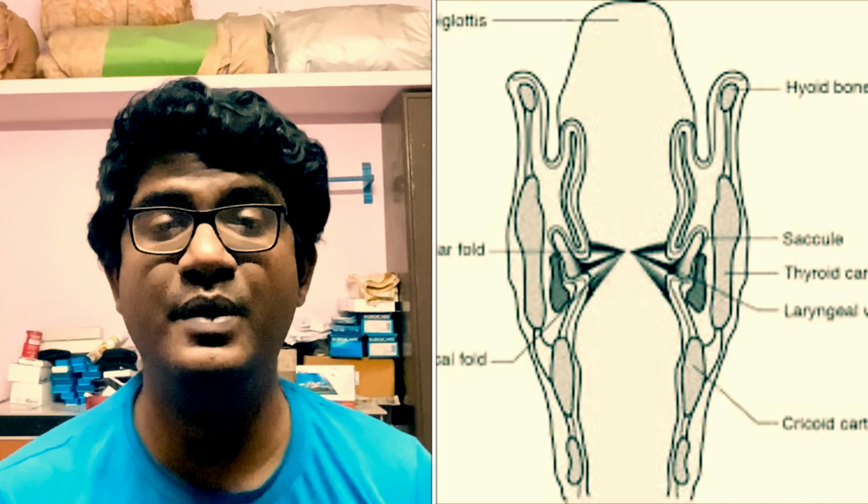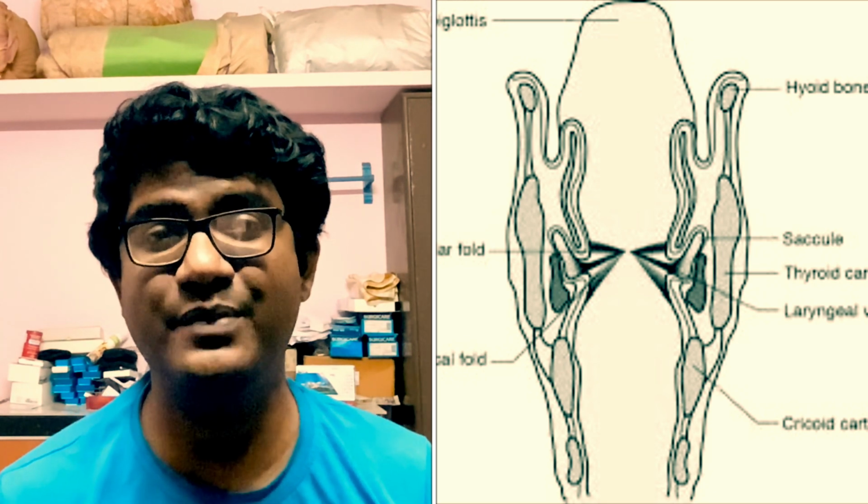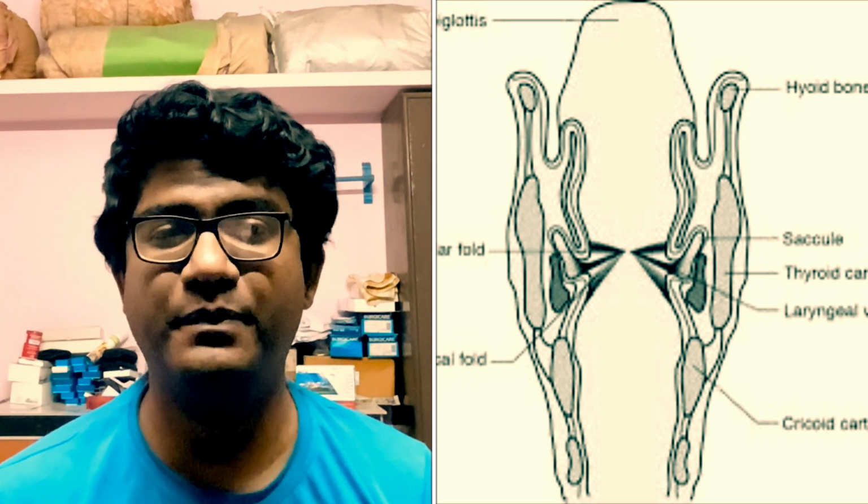How does saccule help in lubrication of larynx? Saccule contains glands that secrete mucus. That is how saccule helps in lubrication of larynx. That is why saccule is called oil can of larynx. Now, if you want to get more marks in this question, you have to draw a diagram, point out the saccule, describe the anatomy of saccule, and you will be good for this question.